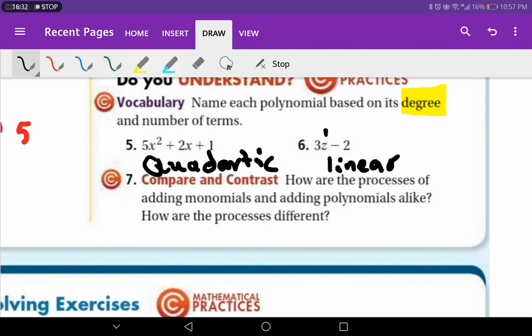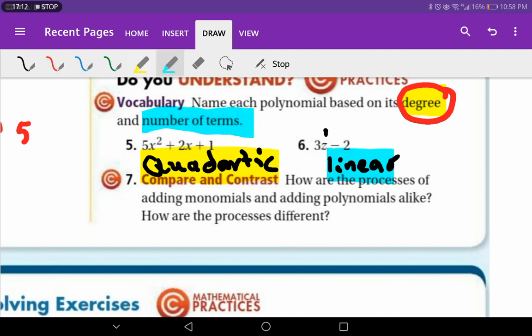So this is new information, teacher. Yes. So if the polynomial has the highest power 2, we call it quadratic. If the highest power in the polynomial is 1, it is called linear. This is regarding what? The degree. Now, the second mission here, he asked me to name it regarding the number of terms.